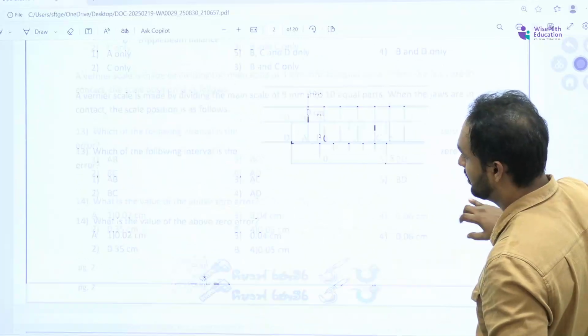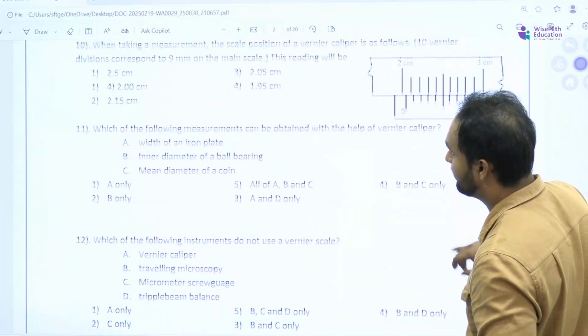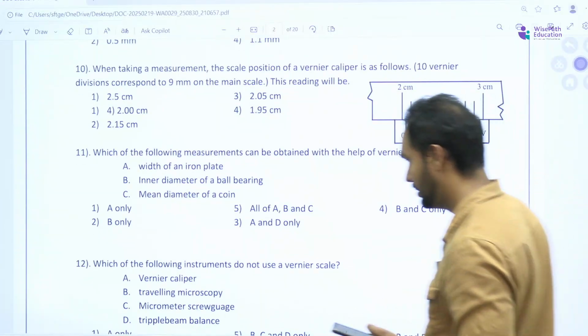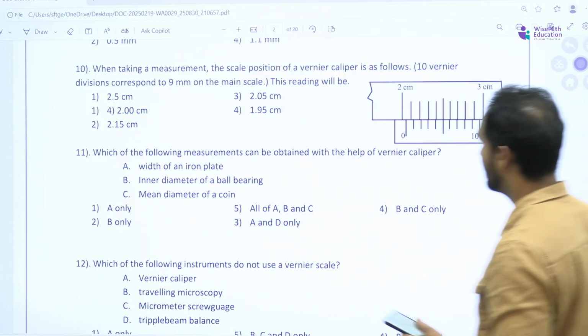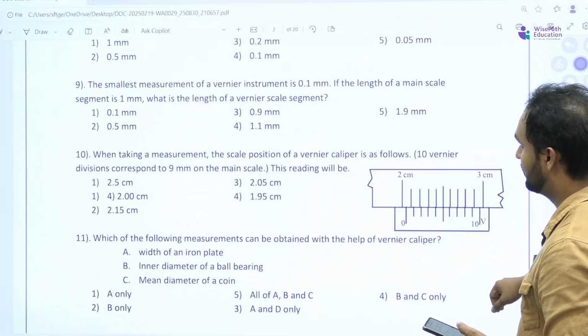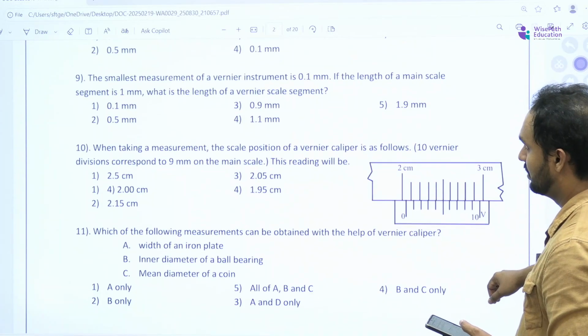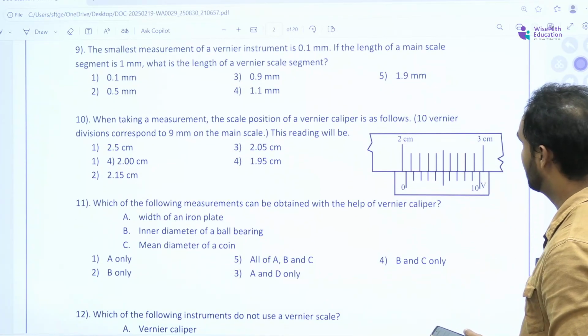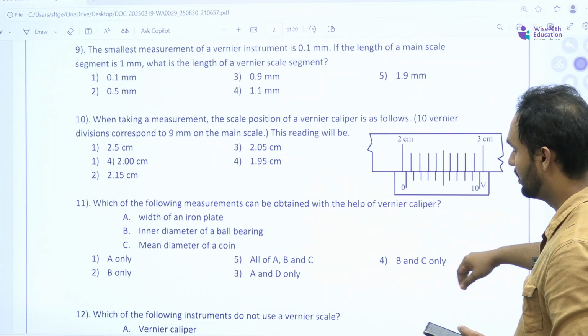Yeah, question number 10. The first one is question number 10, isn't it? When taking a measurement, the scale position of the vernier is as follows. Now it's given here, right?